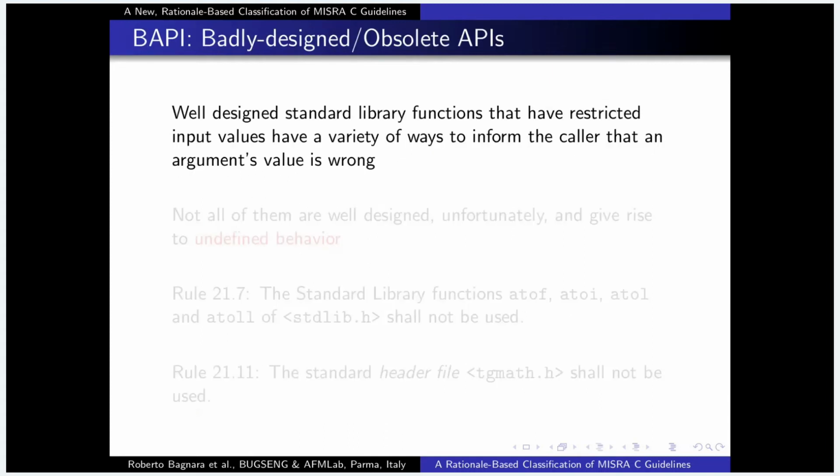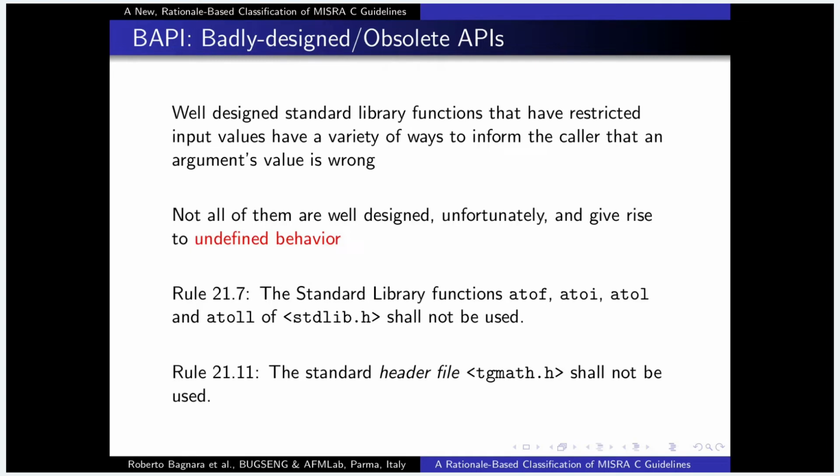Then there are badly designed or obsolete APIs. These are notorious for being unsafe by design. For example, the standard library functions to convert strings to numerical data, atof, ASCII to float, or atoi, ASCII to int, have undefined behavior in the case the input string cannot be converted. There is no reason whatsoever to use them, because for many years there have been safe replacements, for example strtol to convert a string to a long in a safe way.